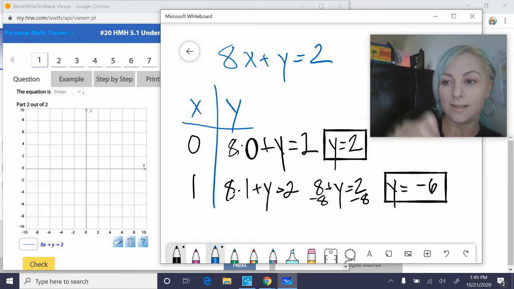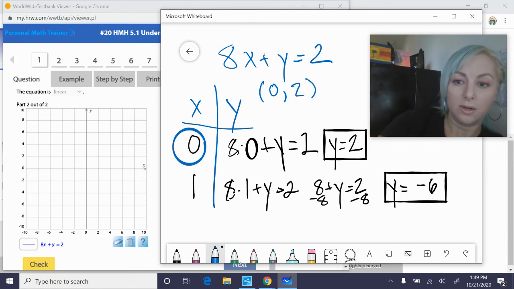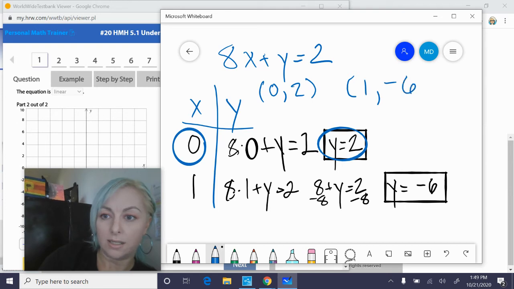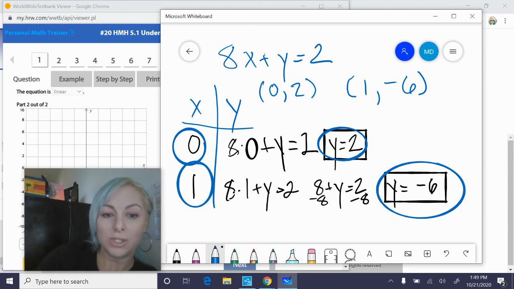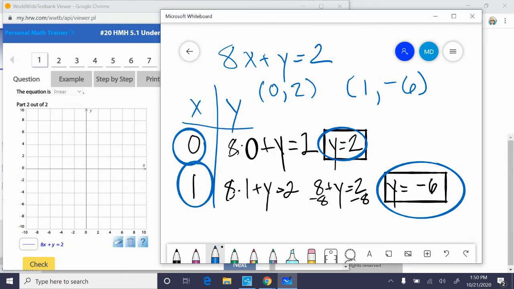So the reason I did this is so I could get 2 ordered pairs to plot. The first ordered pair that I have is 0, 2, right? Because of the 0 and the 2. And then the other ordered pair that I have is 1, negative 6, because of the x value of 1 and the y value of negative 6. So these 2 ordered pairs I'm going to use to graph my line in HMH. And to do that, you're going to click the line.